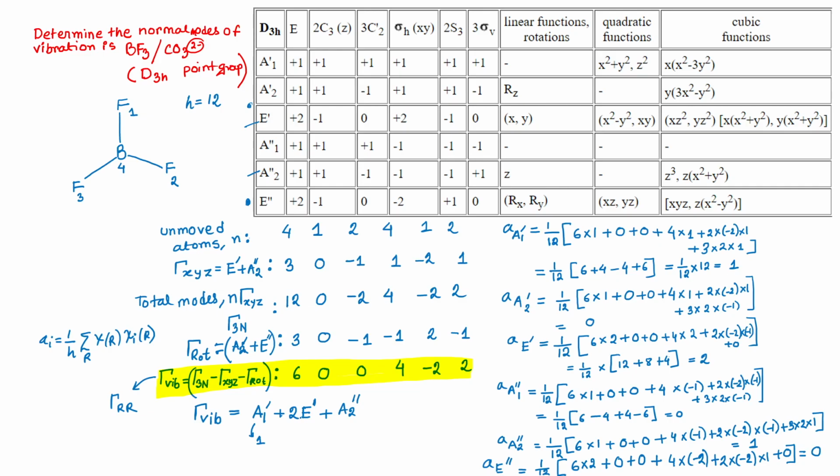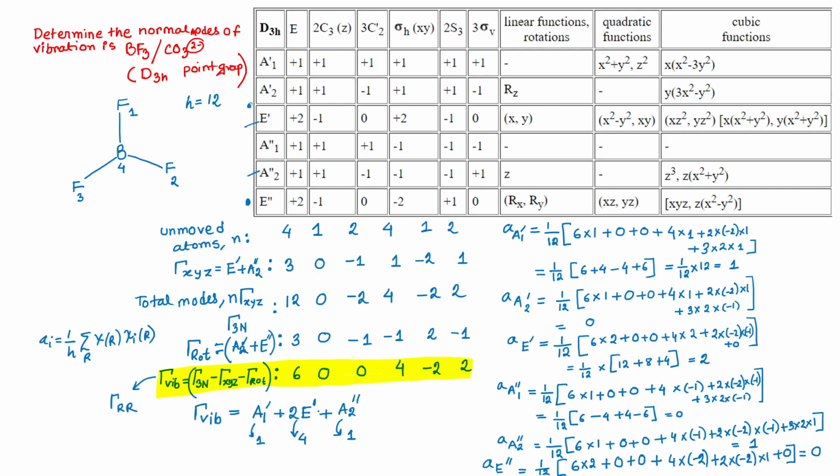Here there are 2 E dash. Each E dash is a two-dimensional irreducible representation, that's why each E dash will give you two modes, and 2 E dash is going to give me 4 modes of vibration, right? Normal modes of vibration. What about A2 double dash? It will also give me 1. That means my total number of normal modes of vibration is going to be 6.